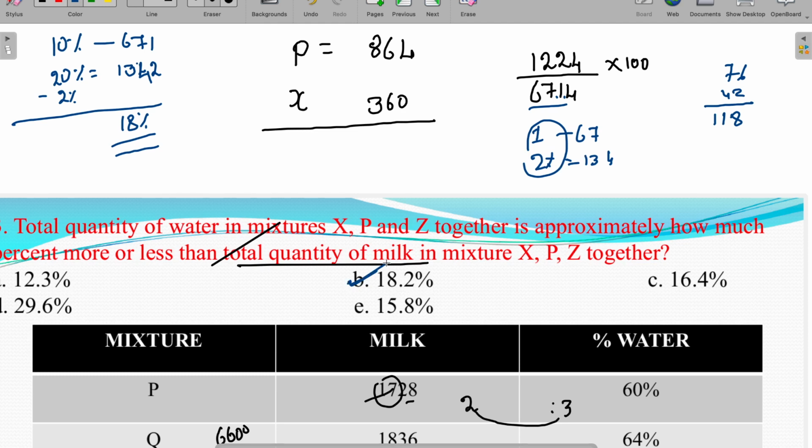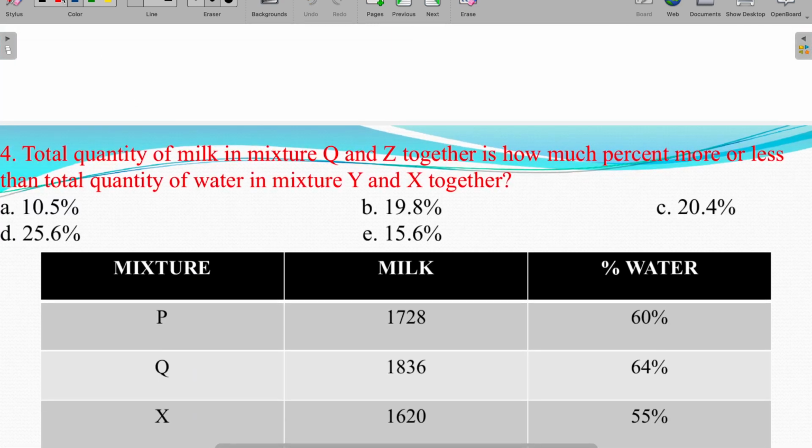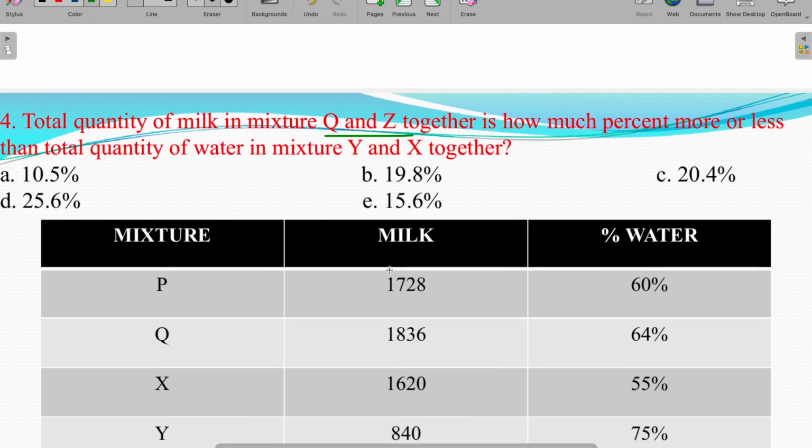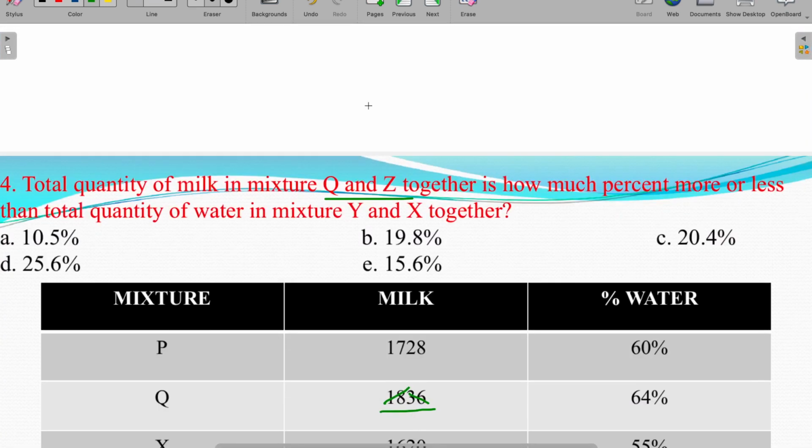I hope it is clear how to solve it. Next question. Total quantity of milk in mixtures Q and Z together. Together I need to add them. Q and Z. So how much will it be? 3300, 5100. Then 34 and 66 will be 5200. 5200 plus 2, 5202.